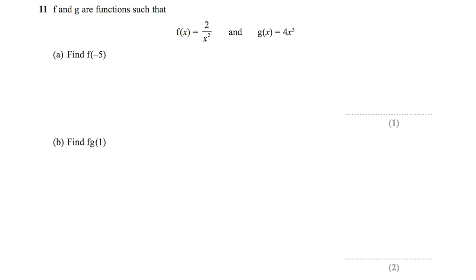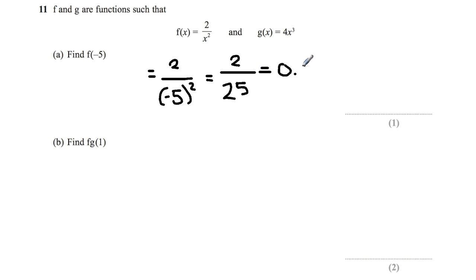11a, find f of minus 5. So what we need to do is substitute minus 5 into the function f of x. So 2 over minus 5 squared, simplify it further, 2 over 25. Therefore our answer in decimals is 0.08.